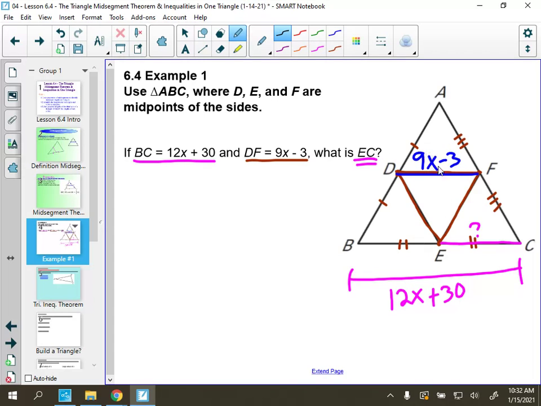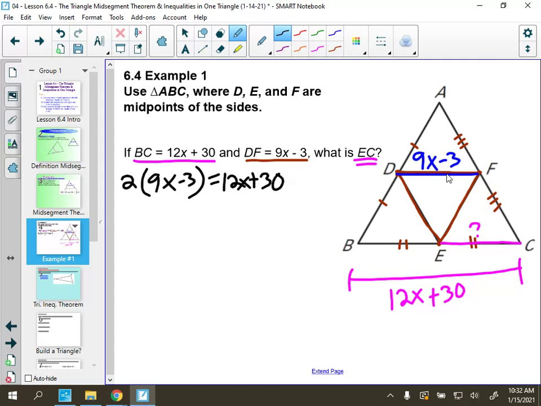We would say the mid-segment is half the length of this side, or what we kind of just finished with, this side right here is twice as large as this one, and that's actually literally how I'm going to set this up. I could choose to double the mid-segment length, which is 9x minus 3, and say that has to be equal to 12x plus 30. Whoops, I forgot my x.